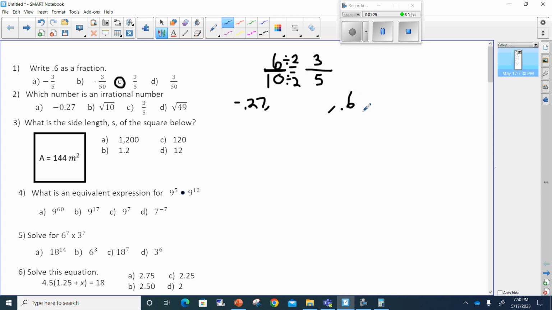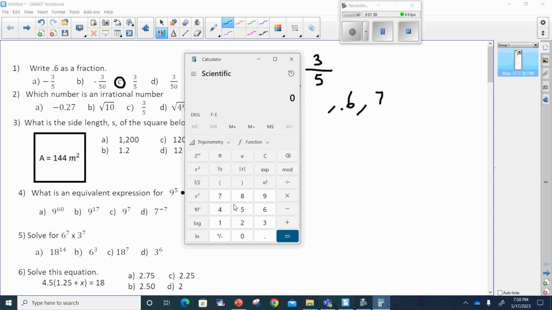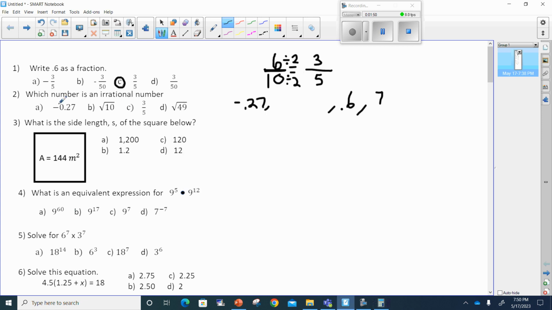The last one, D, is square root of 49. And I know 7 times 7 is 49. But the square root of 10 is not a number that I can write. In fact, when I put a 10 and then use my square root sign, I get some weird number like this that goes on forever. So B is irrational. These are rational numbers. B is irrational. Let's see, number 3.